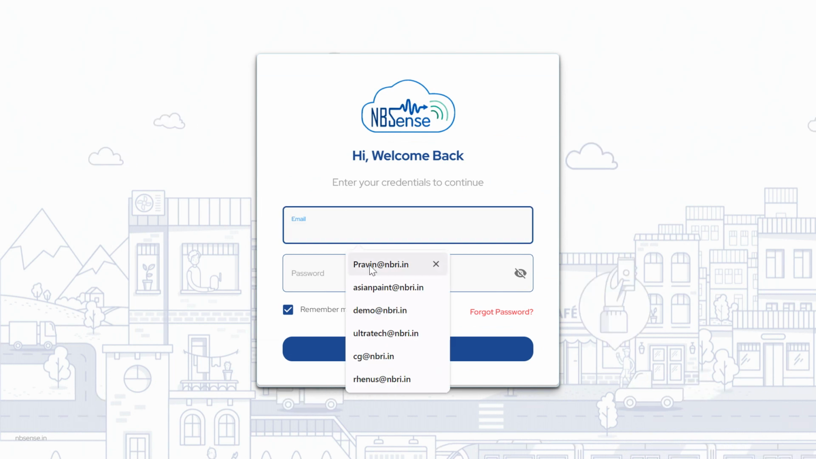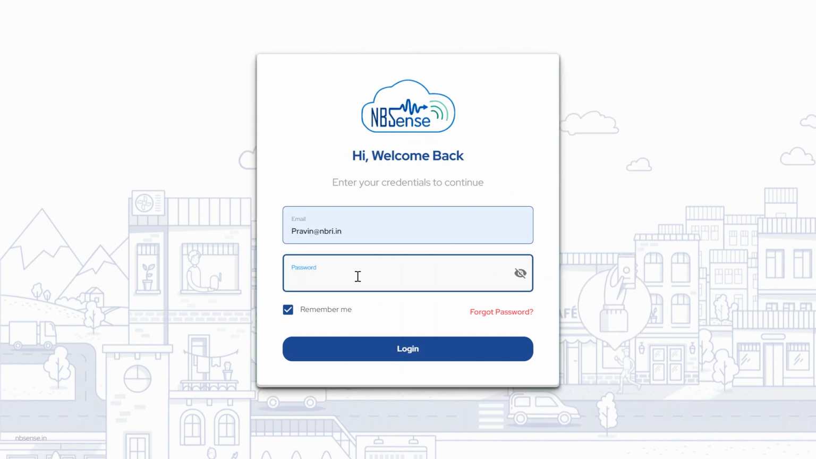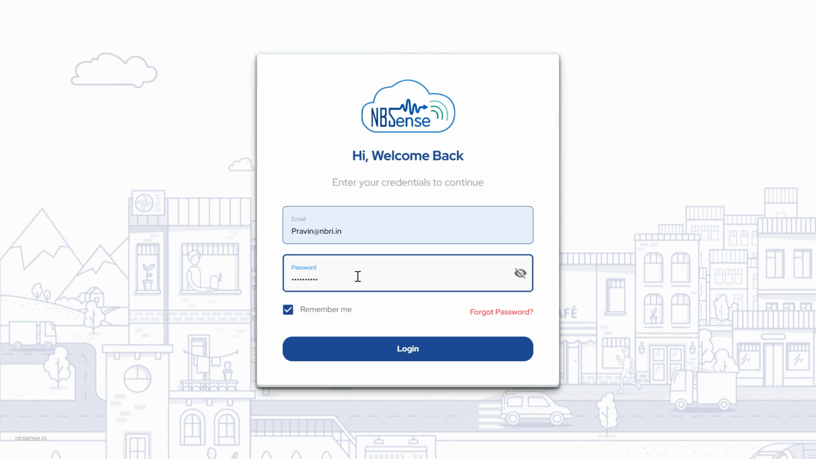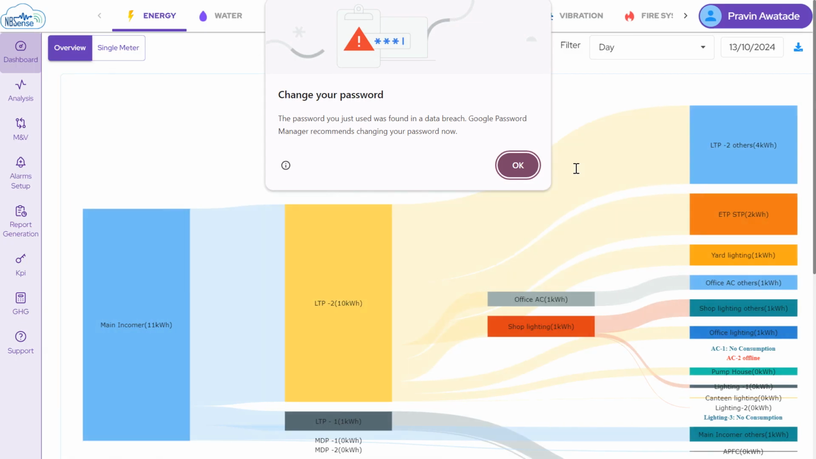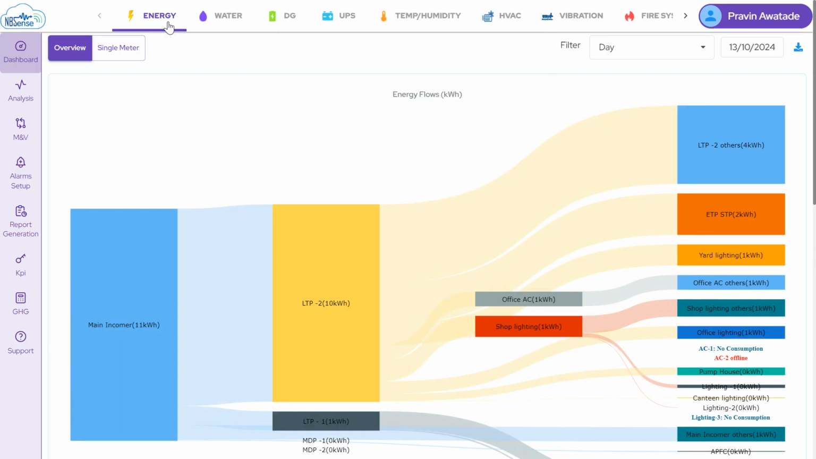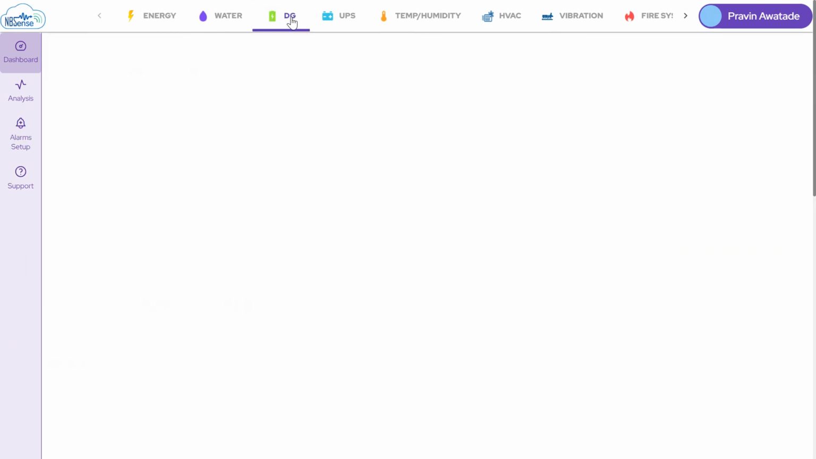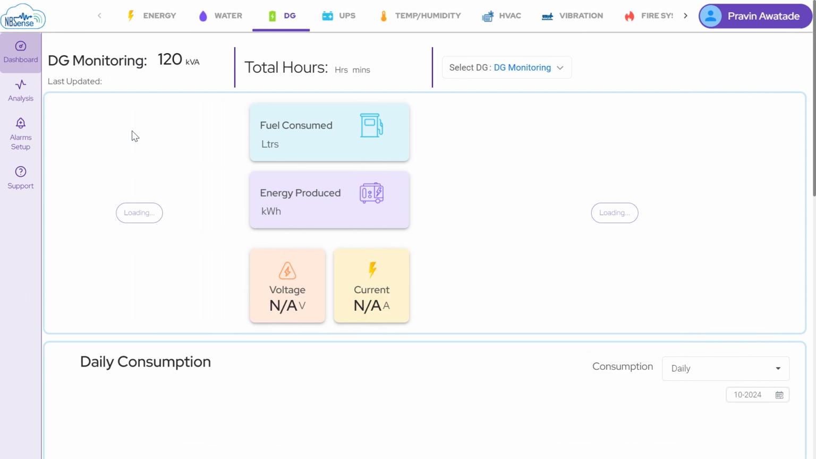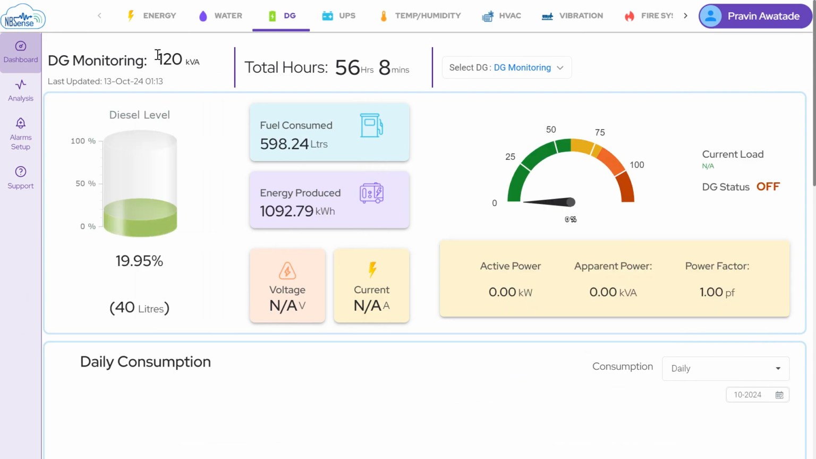I'm logging in here with a dedicated user ID and password. Every user will get a dedicated, secure user ID and password. Out of the list of all our proven 510 products, the diesel generator is at the third level. Here we can see its present capacity, which we have to put in manually while integrating that diesel generator, and the last updated timestamp. This is the real-time fuel level in terms of percentage and in terms of liters.